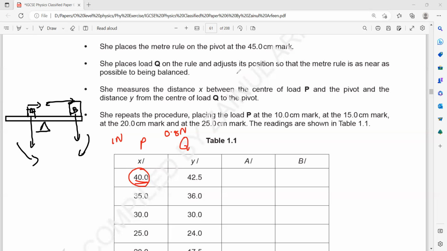A and B are the weights, and these weights are causing a turning effect. So we call moment due to A and moment due to B. The weight of A is equal to 1 Newton. The weight of B is 0.8 Newton.